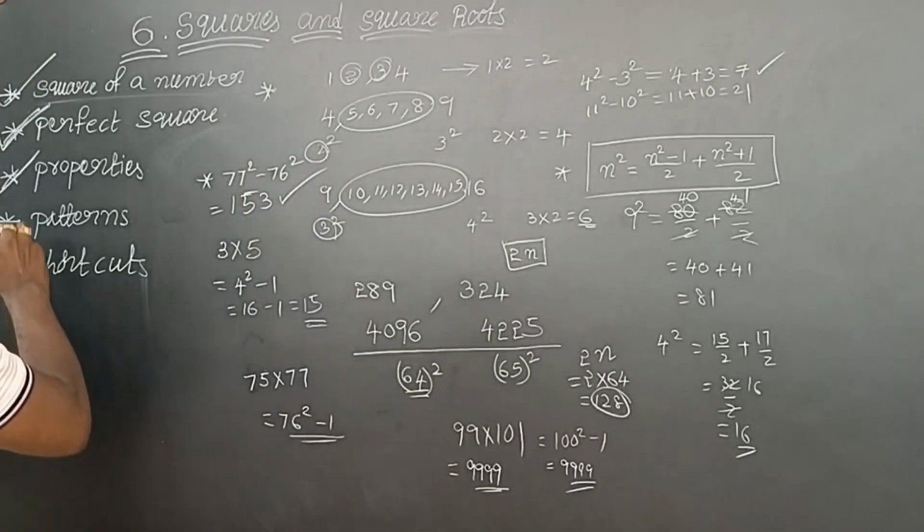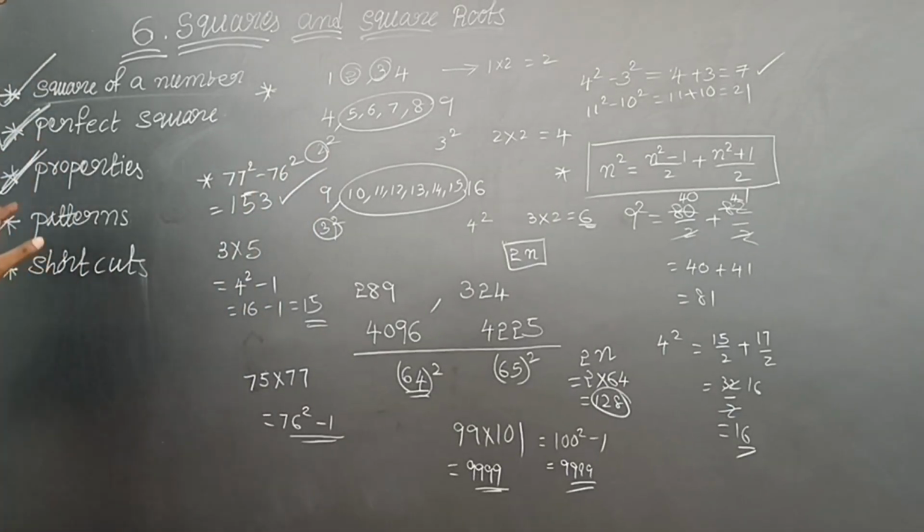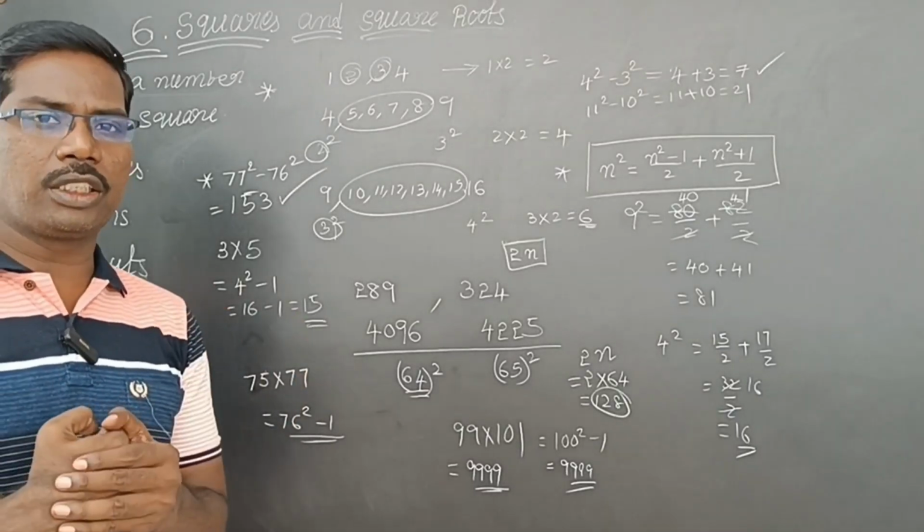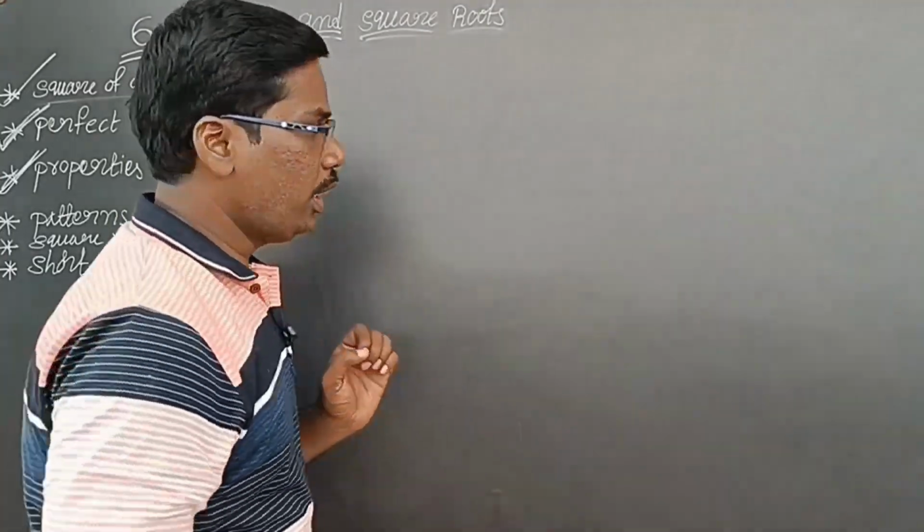These are all the square properties. Next, we will go for patterns. Some patterns are there. The patterns are most important, so let us discuss patterns. Next, one more property is there.